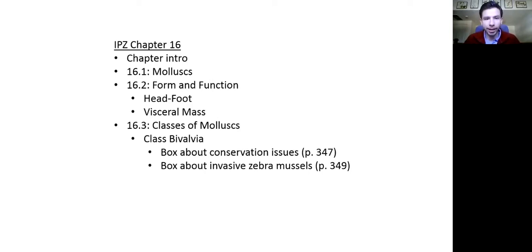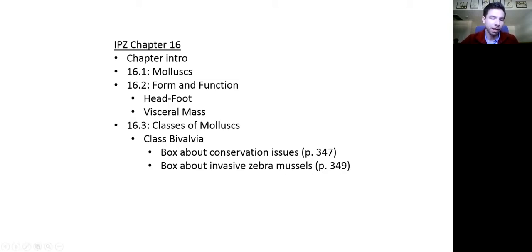All right, that's pretty much it. Here's what I want you to read in chapter 16, just that intro of the chapter, and then this brief section also introducing the phylum. Then there is this section that describes these two structures, the head, foot, and visceral mass. I think there's more in there, but I just want you to focus on these two, the head, foot, and visceral mass.